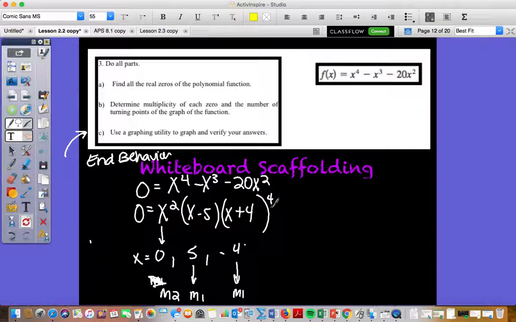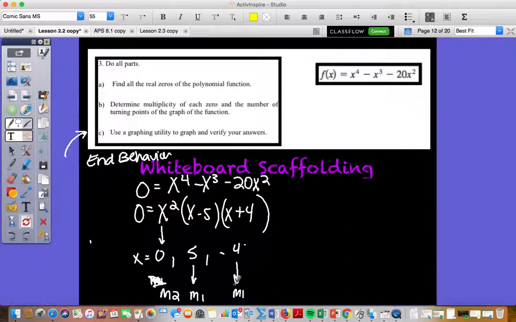Okay? Alright, question. Jake, what if this was a 4? What would be the multiplicity? 4. Do you see that? So it has everything to do with what the exponent is. Okay? So what's going to happen at each of these three for the graph? What could we expect? Bounce at 0, good. Go through 5 and go through negative 4. Good, Mason. Exactly right.